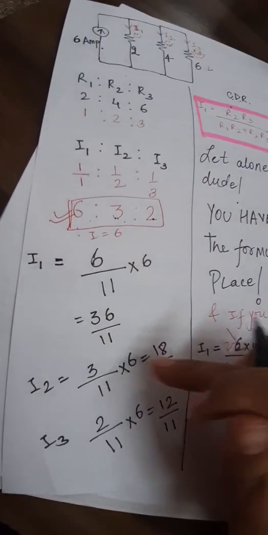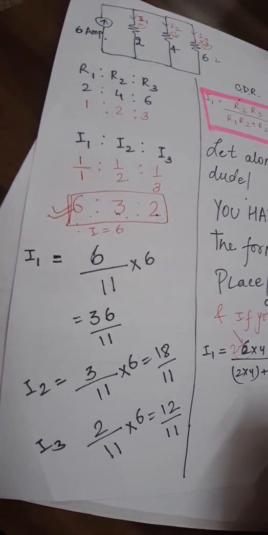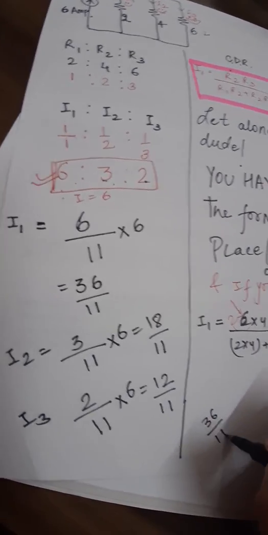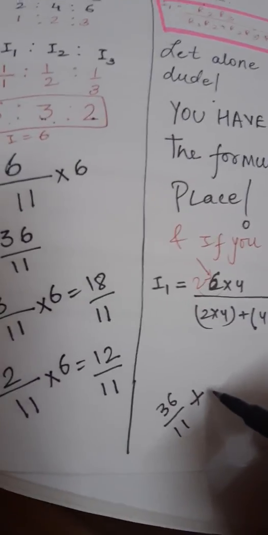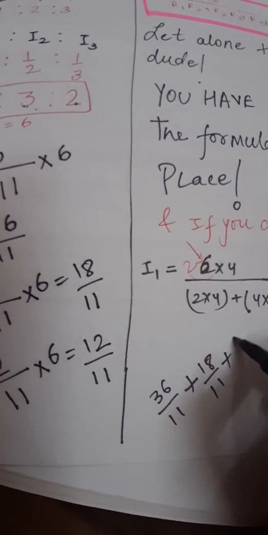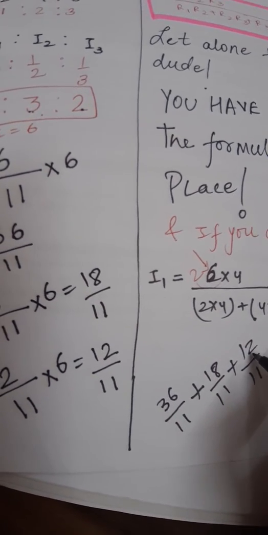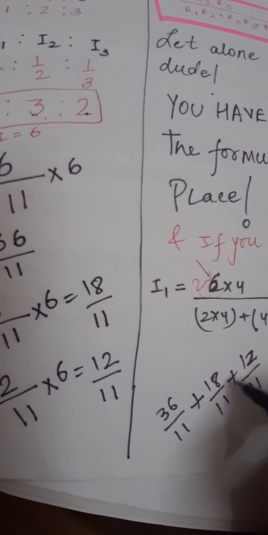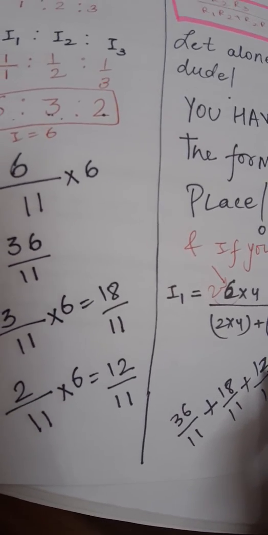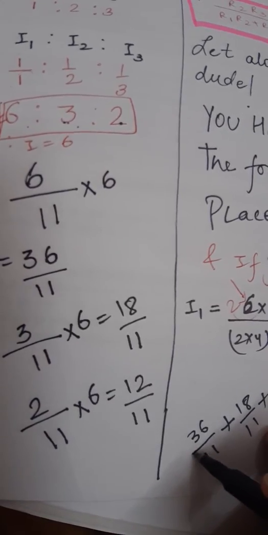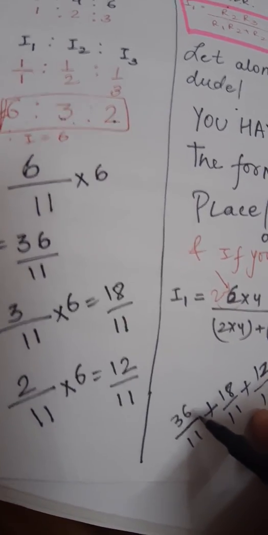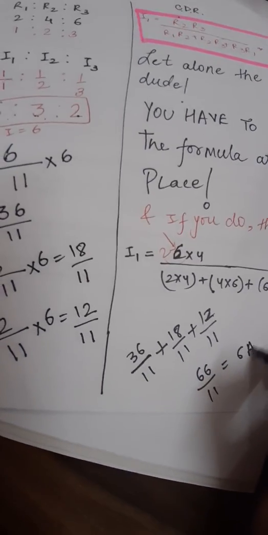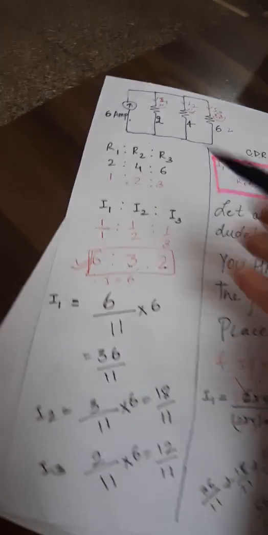If you want to check whether these values are true, just add them all. I1 plus I2 plus I3, that is 36/11 plus 18/11 plus 12/11. These add up to 66/11, and that is 6 ampere. That is the total current we were given.